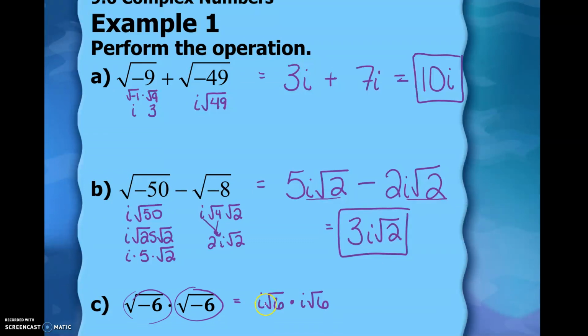Now let's multiply. In here we've got I times I. I times I is I squared. And what's the square root of 6 times the square root of 6? The square root of 36, which would be 6.